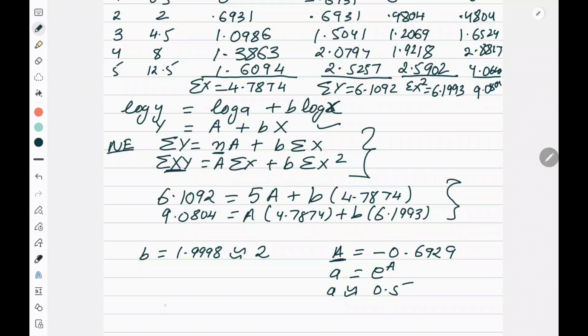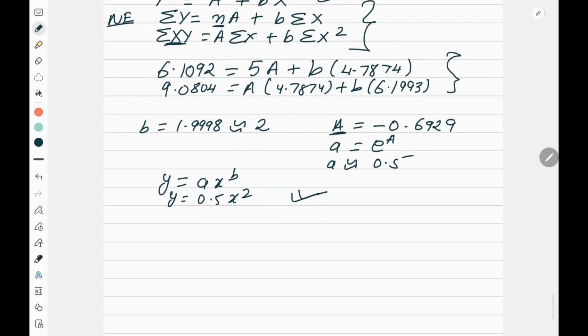So what is my answer? The curve given was y is equal to a x to the power b. So my answer will be y is equal to 0.5 x square. So this is our answer. And as I have shown you, in calculator directly you can get this answer. So after doing, don't forget to cross check your answer using calculator. For that also I have uploaded the video on how to evaluate the curve using calculator. Okay. Now let's see the next question.